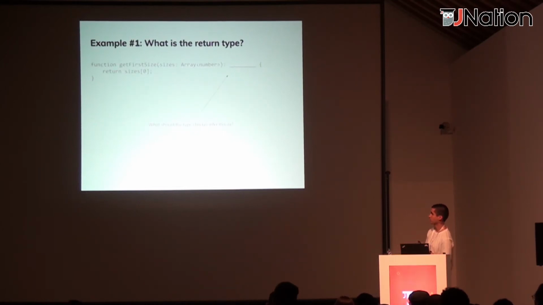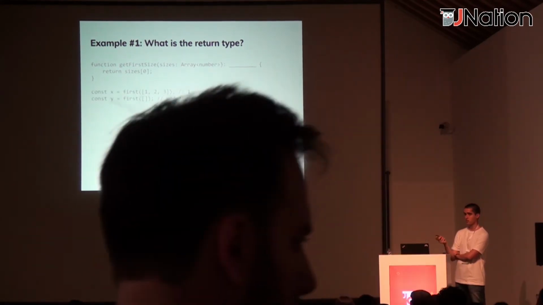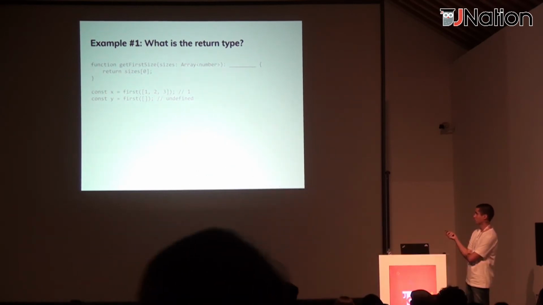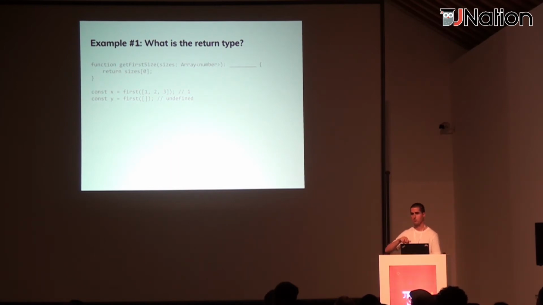And so let's start with this simple exercise to understand what all this soundness thing really means. We have a function called getFirstSize. It takes in an array of numbers, and it returns the first element in the array. What should a type checker, what should Flow or TypeScript infer the output type of this function to be? Remember, we can pass a number, or we can pass an empty array, which will have the function return undefined. So who can tell me what the return type of the function should be? Maybe number. So number or undefined.